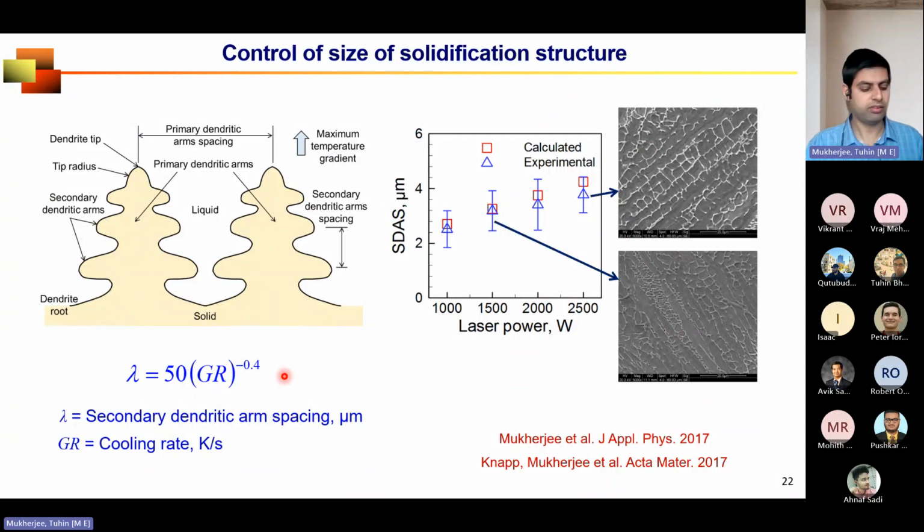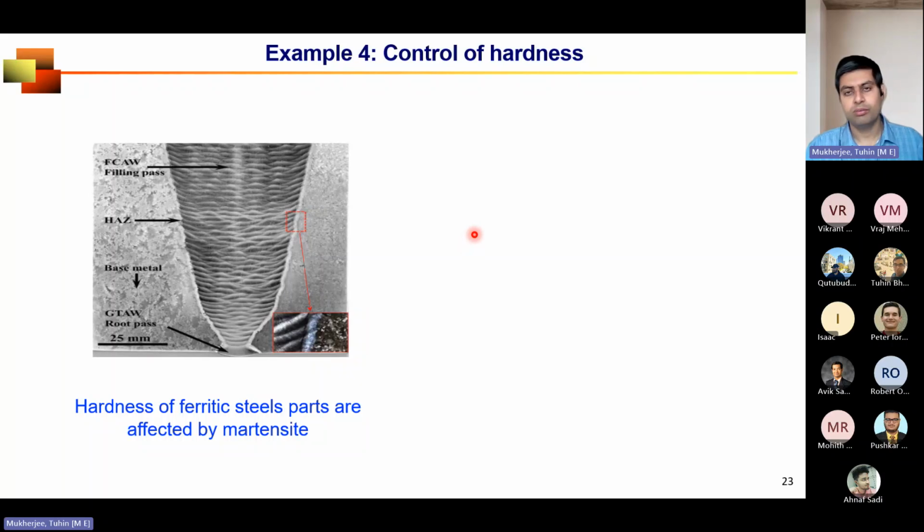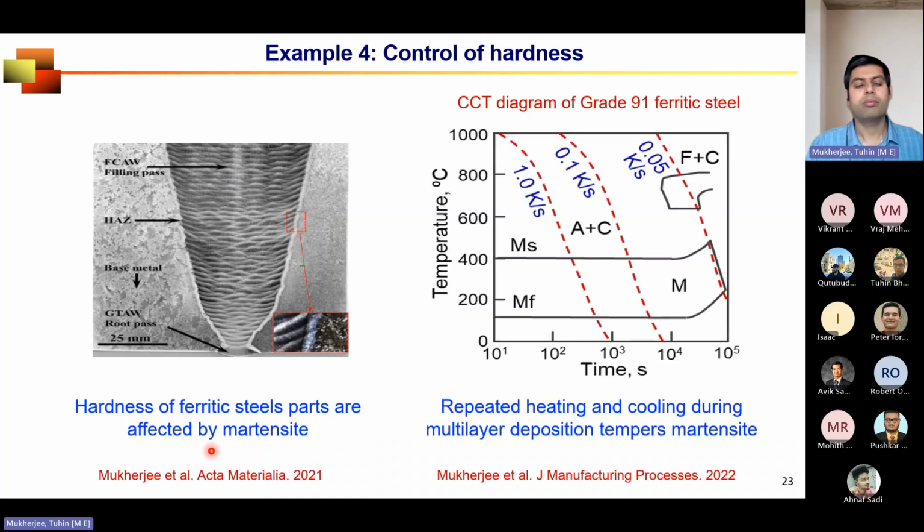an understanding of microstructure. Okay, so fourth example, moving forward from microstructure to mechanical property. I want to start with an elementary mechanical property, which is hardness. Now, if we talk about the hardness of ferritic steel, we know that it is often affected by martensite formation. For example, consider grade 91 ferritic steel, which is widely used for nuclear energy applications. This is a ferritic martensitic steel.